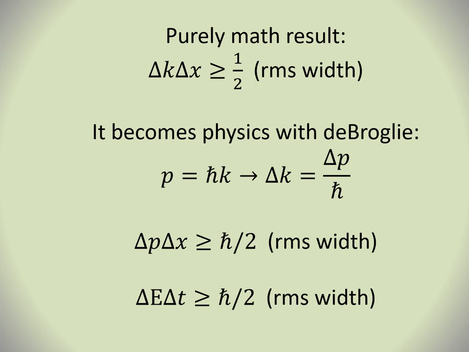But once Louis de Broglie suggests that momentum and wavelength are linked together for particles by Planck's constant h-bar, then delta k would be delta p over h-bar. You can put that in the purely math result up at the top, and you get the physics results down at the bottom. Delta p delta x is bigger than or about h-bar over 2 using RMS width, and the energy time relation is similar.